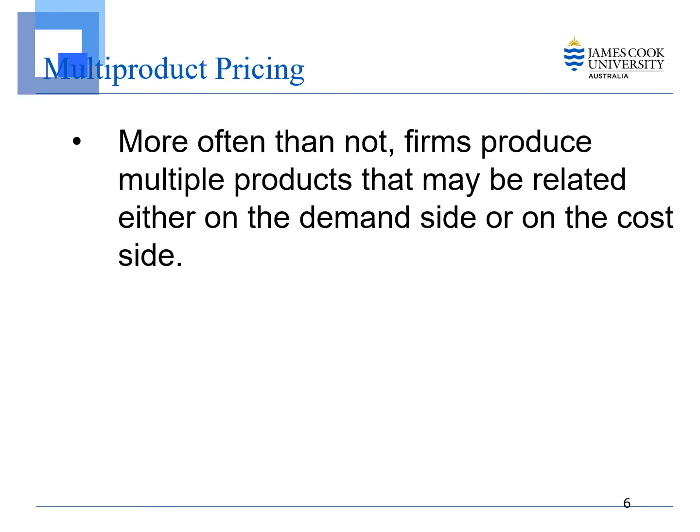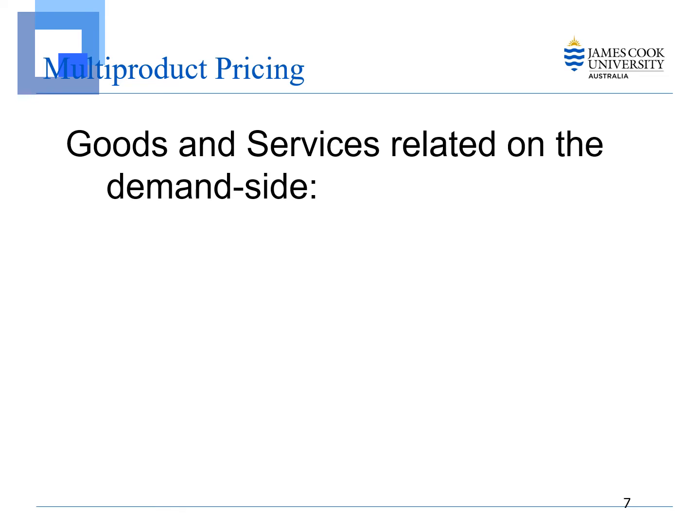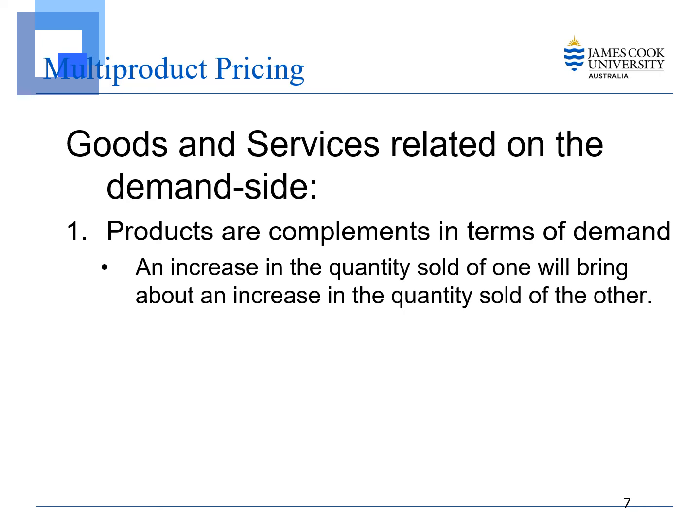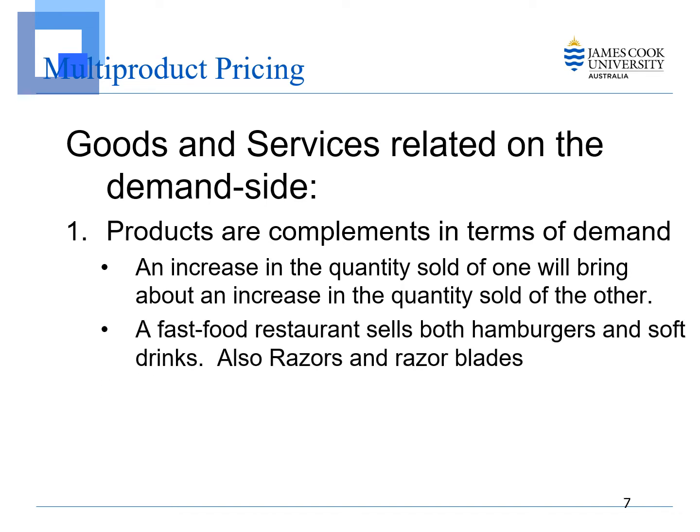Okay, frequently, firms produce multiple products that may be related either on the demand side or on the production side, the cost side. In such cases, how can we use alternative pricing strategies? Let's look at goods and services related on the demand side. Goods can be complements in terms of demand, which means that an increase in the quantity sold of one good will bring about an increase in the quantity sold of the other. An example would be a fast food restaurant that sells both hamburgers and soft drinks.